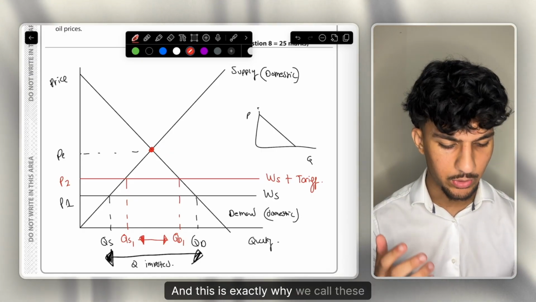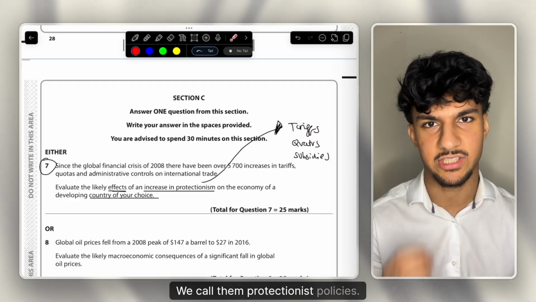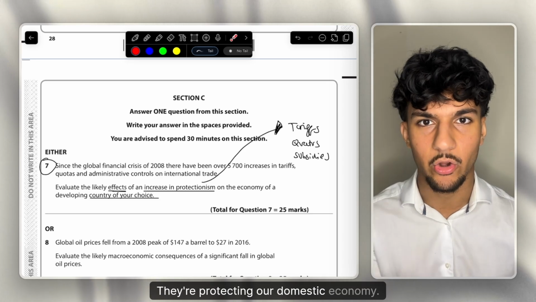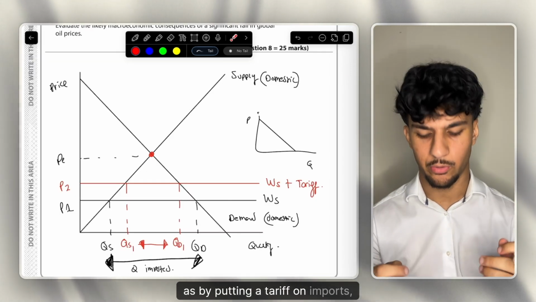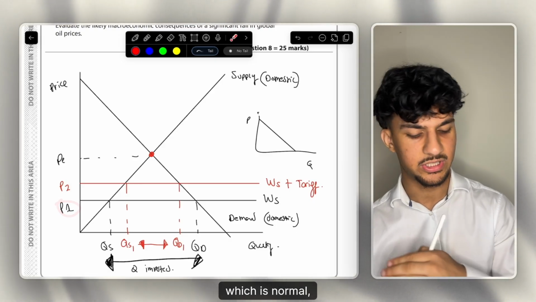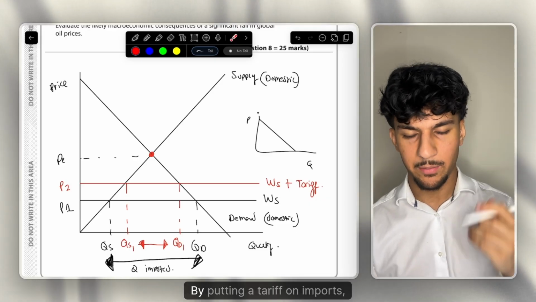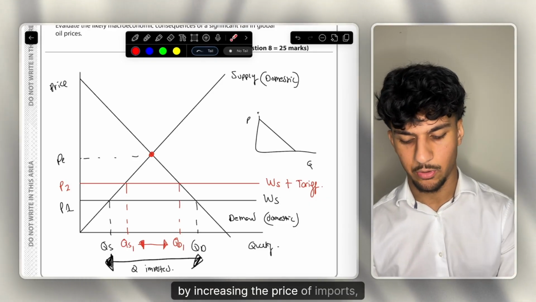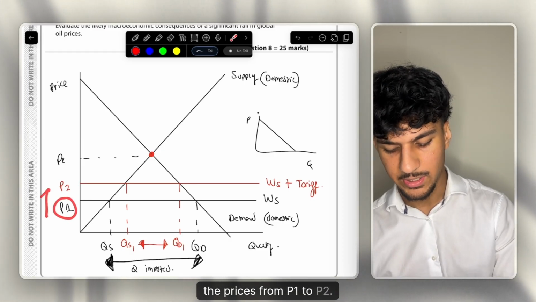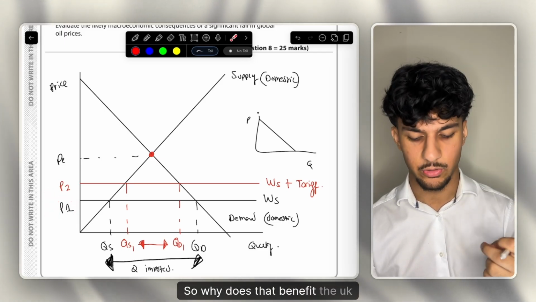And this is exactly why we call tariffs and quotas and subsidies protectionist policies. Why are they called protectionist policies? They're protecting our domestic economy. By putting a tariff on imports, by increasing the price of imports from P1, which is free trade, when we're just freely trading with different economies, it increases prices from P1 to P2. And why does that benefit our own domestic economy? Why does that benefit the UK?